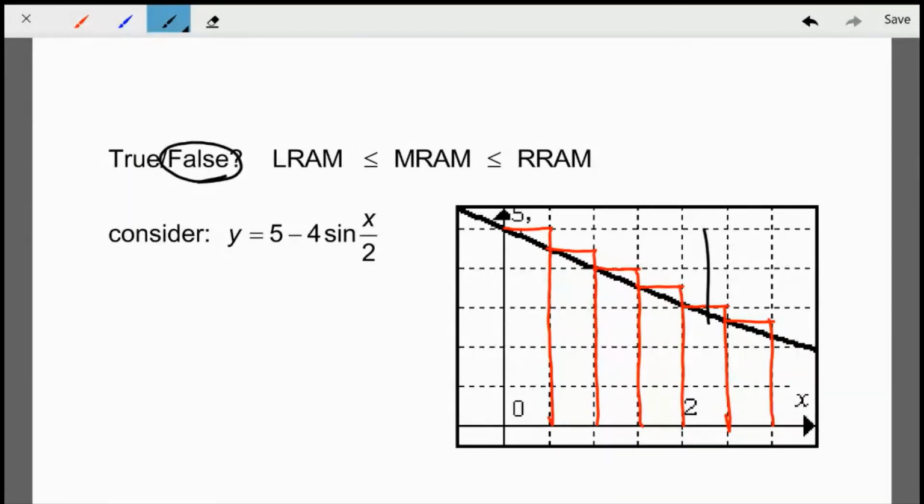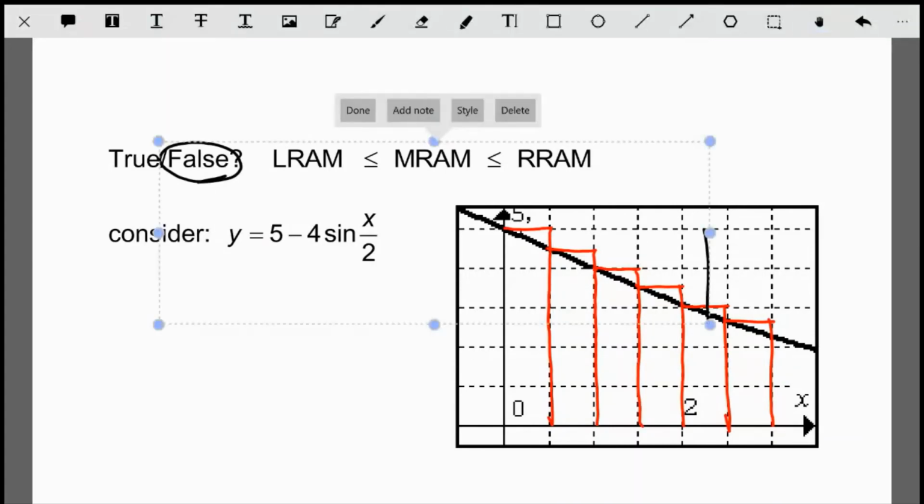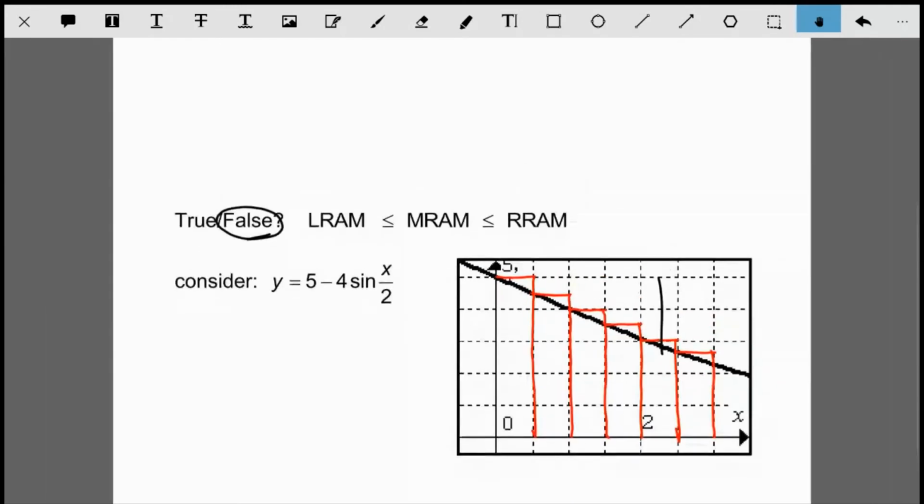It depends on whether your function is increasing or decreasing in terms of whether or not you're going to have the left hand or the right hand as the highest value. If it's a decreasing function, the left-hand approximation will be the highest. If it's an increasing function, then the right-hand approximation will be the highest.